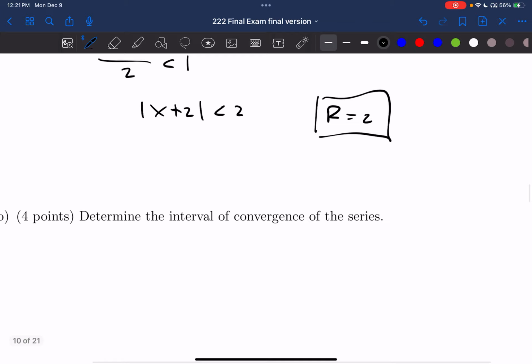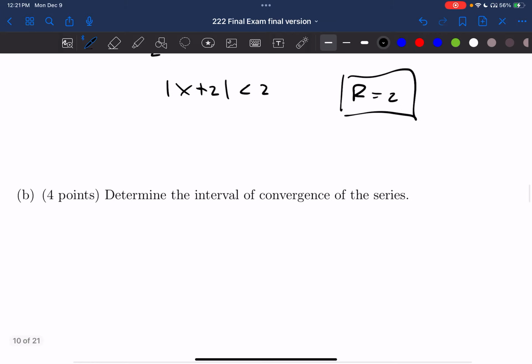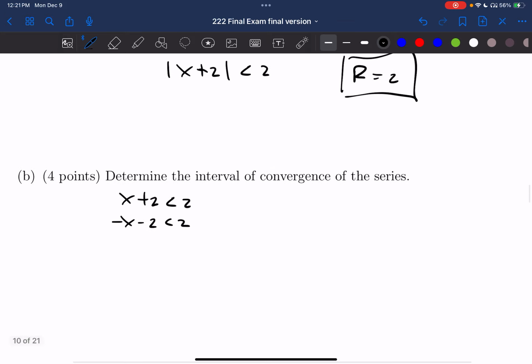Now it wants us to find the interval of convergence. We know that the absolute value is a piecewise function. So we're going to have x plus 2 is less than 2, and then negative x minus 2 is less than 2. To find an interval of convergence, we need to find our endpoints and then test if they're convergent or divergent by plugging them back into the series.